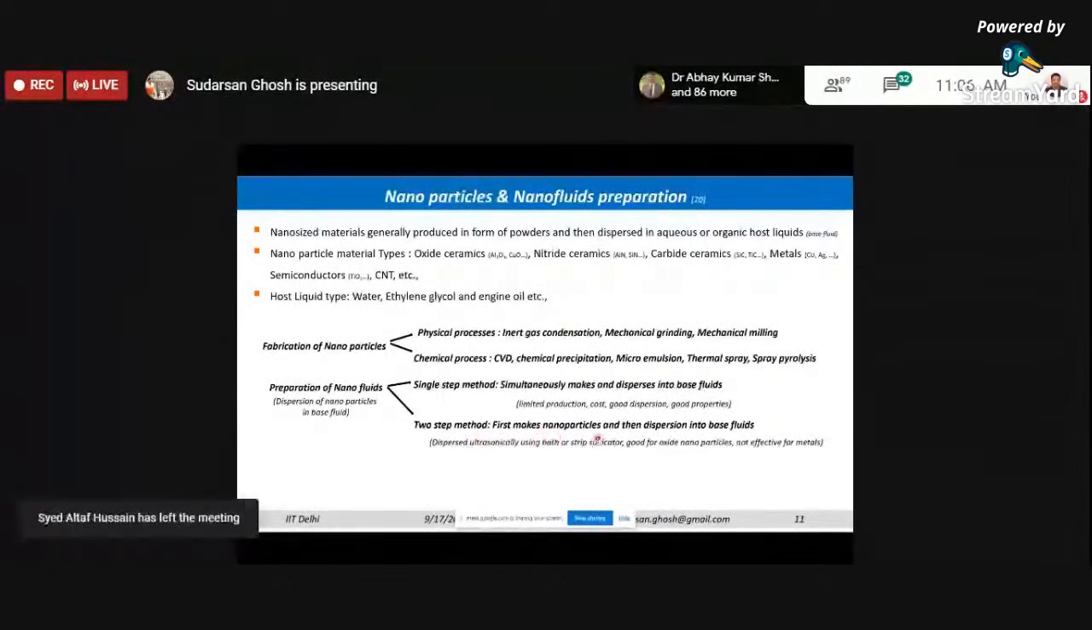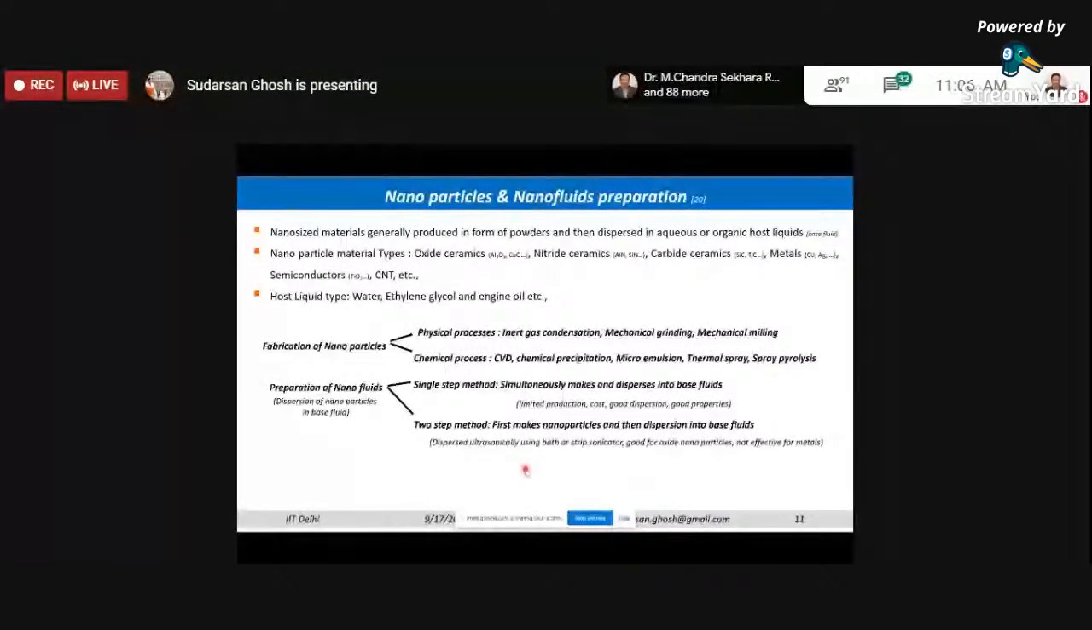So we have used the nanoparticles and then dispersed them into the base fluid. Now this dispersion into the base fluid is to be done by some ultrasonication process. So we have used a bath sonicator. Sometimes a probe sonicator can also be used, and in this manner the dispersion can be done.